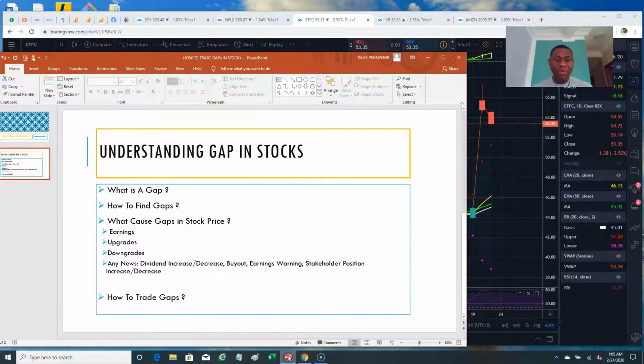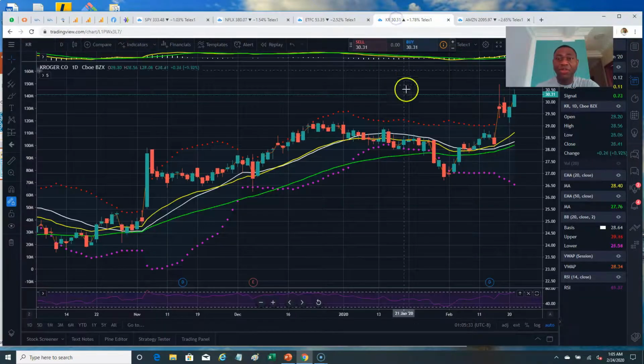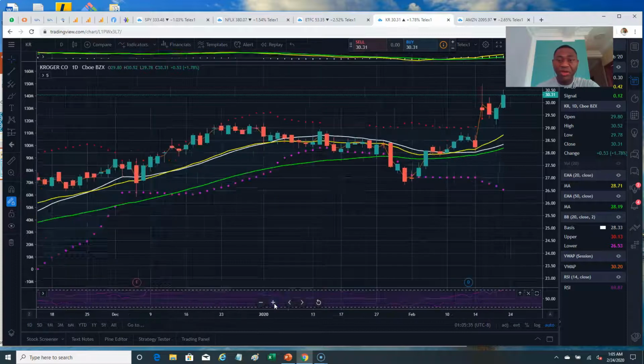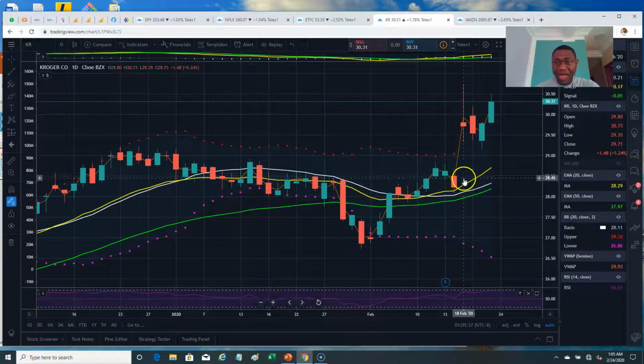Lastly, what other types of gap ups do we have? Bad earnings, and stakeholder position increase. What do I mean by that? The main stakeholders in a stock usually make the price move. It's Mr. Buffett, and his partner. Recently, I wanted to share this example with you on the stock Kroger. Last week, Buffett announced that they have increased their position in the previous quarter, because they have to do an SEC regulatory filing.